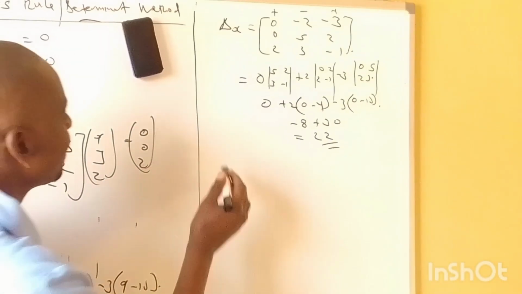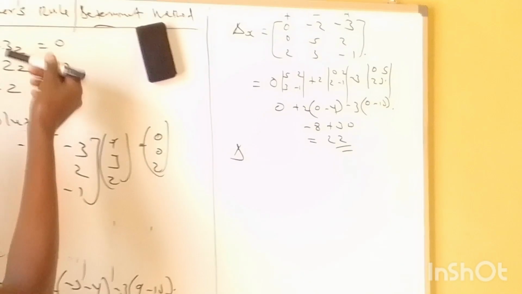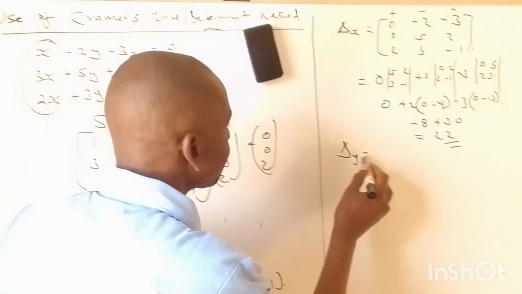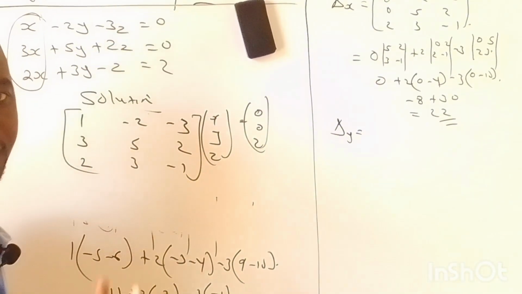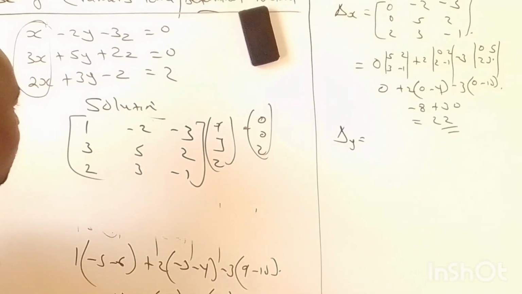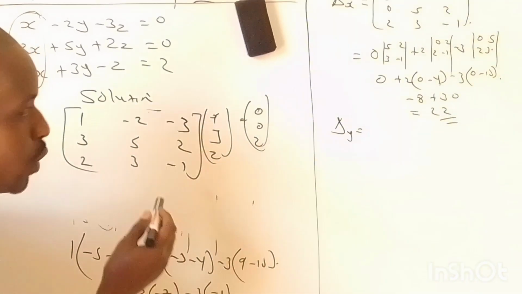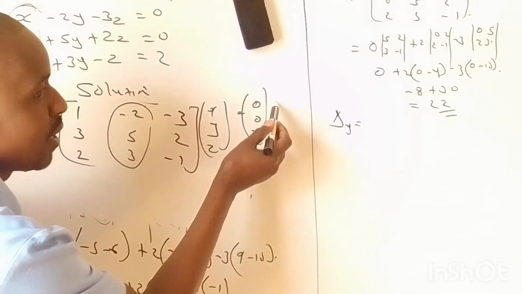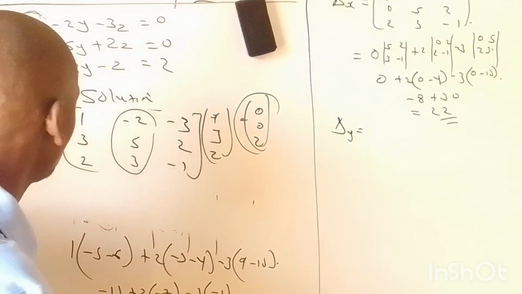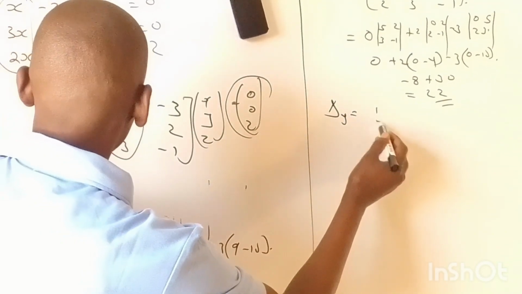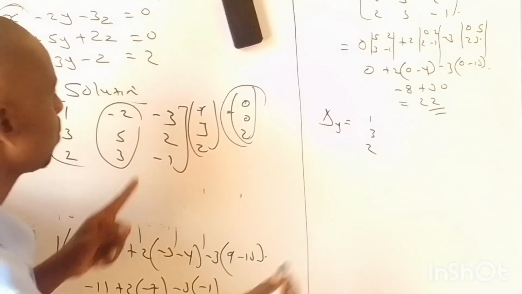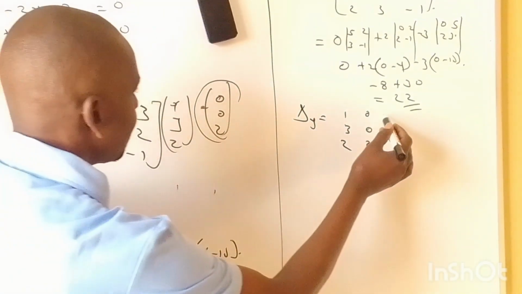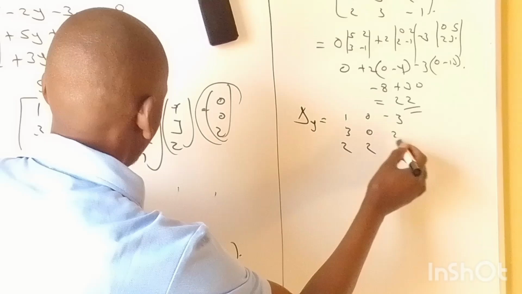Another procedure is to get the determinant of y, and this is the column of y's here. So the determinant of y, can we just get the matrix of that y? So what we're going to do again is to replace these values of y with these values here. So just repeat the same: that is 1, 3, 2, then replace that one with 0, 0, 2, but the last part just remains the same, negative 3, 2, negative 1.